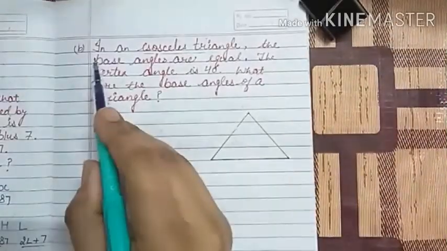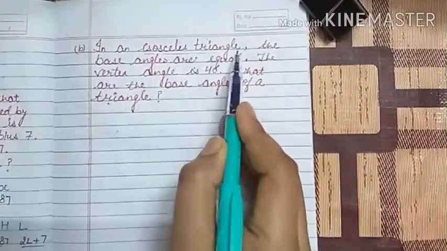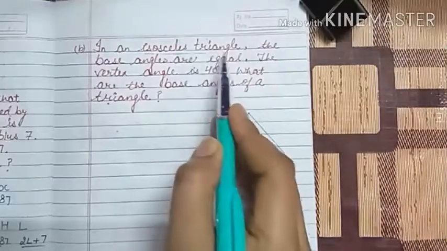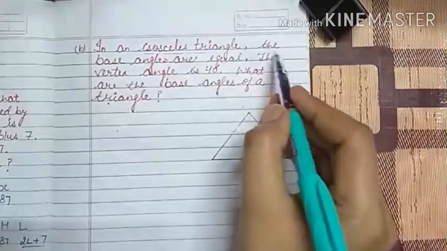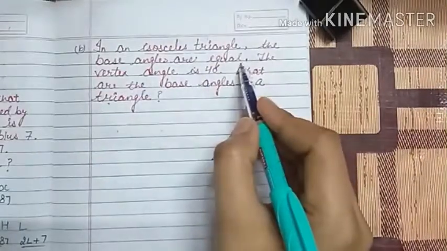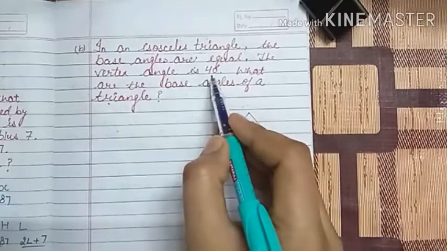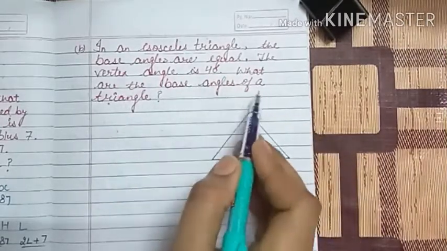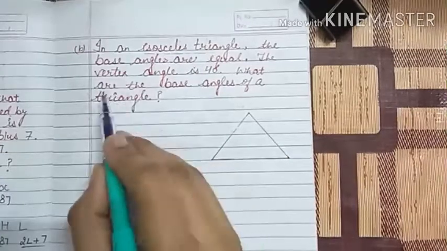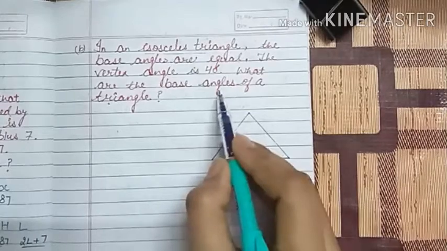Let us do now B part. Here it is given an isosceles triangle. Isosceles triangle in which any two sides and any two angles are equal. The base angles are equal. It's given that base angles are equal and vertex angle is 40 degrees. So we have to find out what are the base angles of the triangle. So this we have to find out. That means this we don't know. So we will assume it.